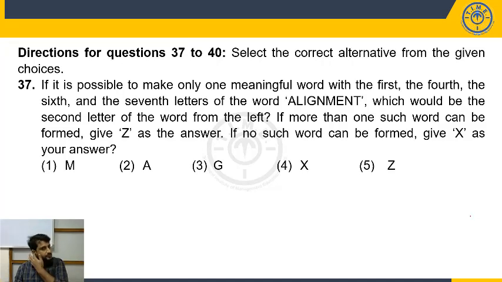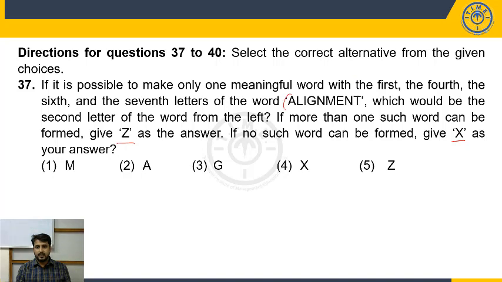Now move to the individual questions. If it is possible to make only one meaningful word with the first, fourth, sixth and seventh letters of the word, which would be the second letter of the word from the left? If only one meaningful word can be formed, the second letter of that word from the left side will be our answer. If more than one such word can be formed, give Z as the answer. If no such word can be formed, your answer is X.